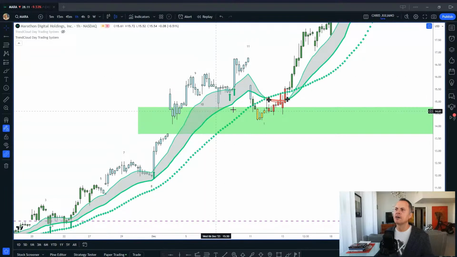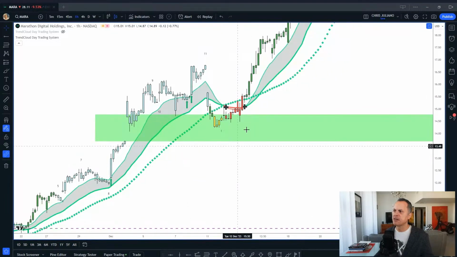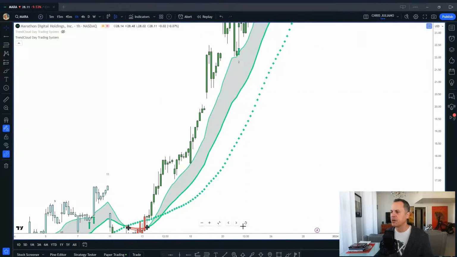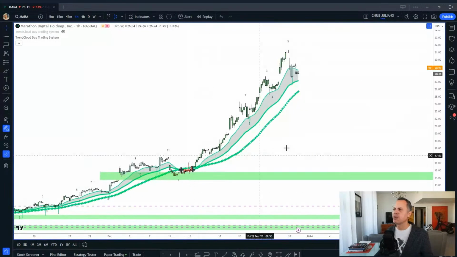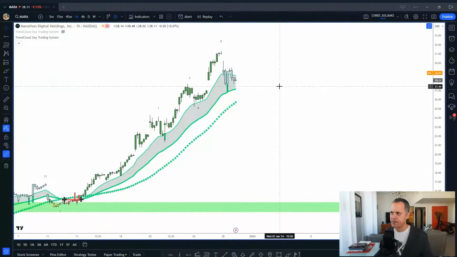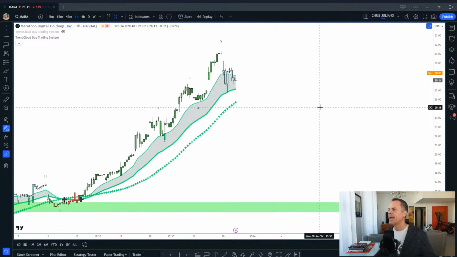Let's hold off on accumulating Mara right now. Let's wait until it goes on sale. Candles turn red, pulls into this gap fill here. That's what we were boxing out. Start accumulating in this area, and then the big move up, okay? So that's just a real general use for accumulating stocks using the TrendCloud system, okay? And there's an entire course on this that I put together.